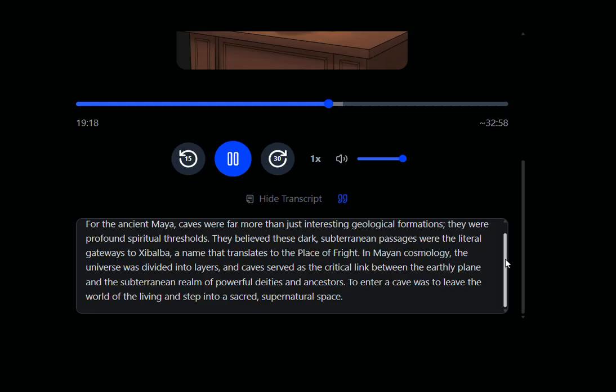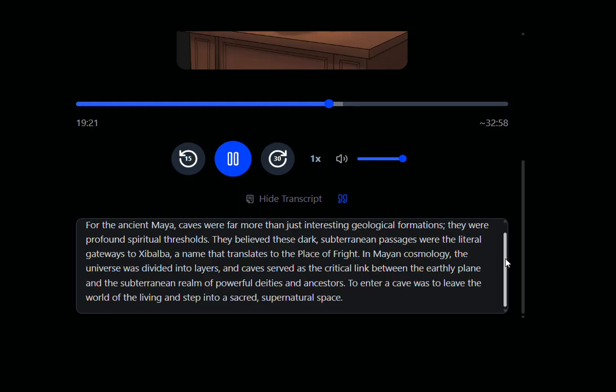For the ancient Maya, caves were far more than just interesting geological formations. They were profound spiritual thresholds. They believed these dark subterranean passages were the literal gateways to Xibalba, a name that translates to the place of fright. In Mayan cosmology, the universe was divided into layers, and caves served as the critical link between the earthly plane and the subterranean realm of powerful deities and ancestors. To enter a cave was to leave the world of the living and step into a sacred, supernatural space.